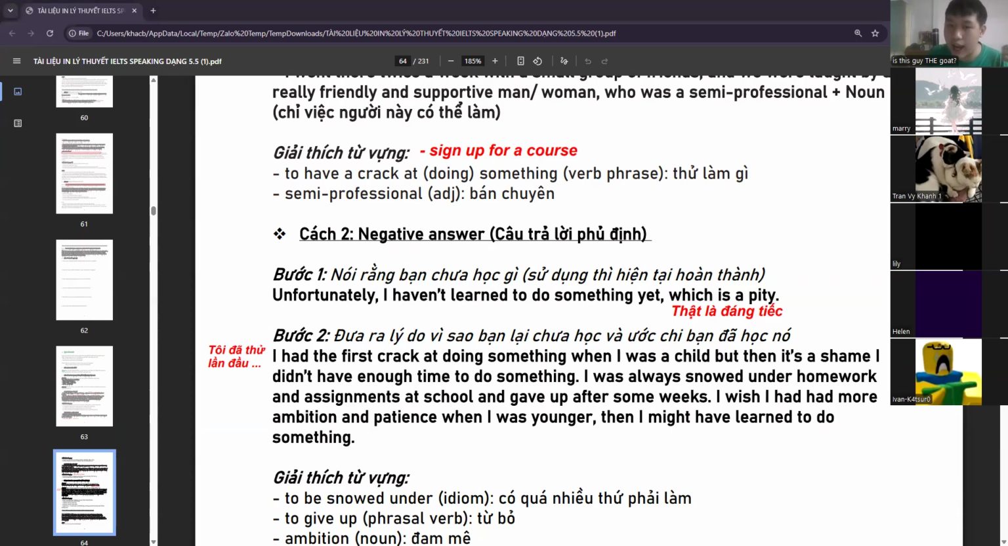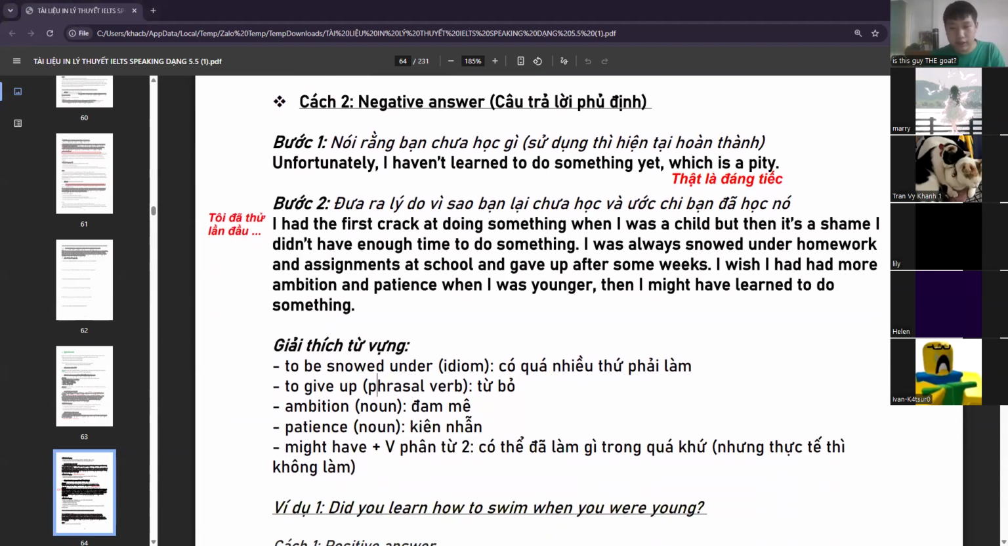Or you could just say, "I haven't done something yet." You can also say, "Fortunately, I haven't done something yet." But yeah, there are many ways to answer this type of question, but generally you would answer like that, and then there are many ways to answer this.